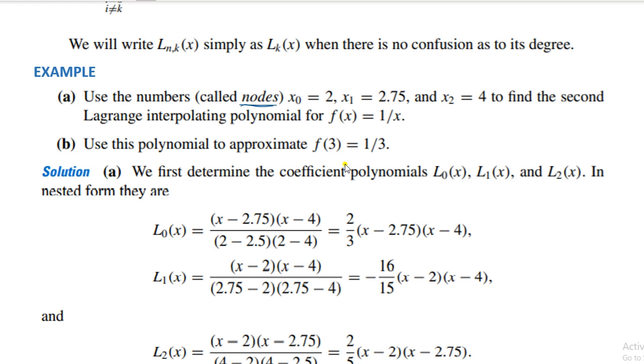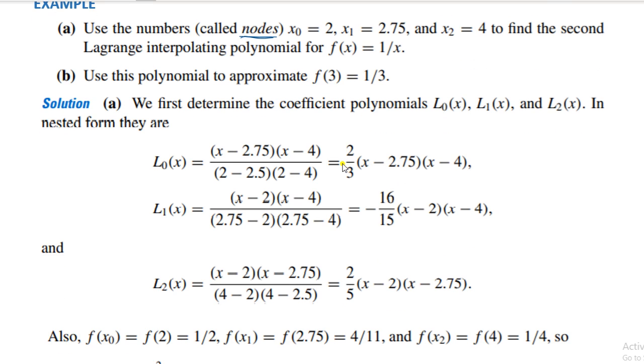So if you want, you can call them just L2,1. Basically, this is L2,0, this is L2,1, and this is L2,2. But for simplicity, they wrote L0, L1, L2, because we already mentioned that n is 2, right? N is 2. So it means I need 3 of them, L0, L1, L2. But remember, because we are using 3 points, there will be 2 products at the top. For 0, x minus x0 will be missing, meaning x minus 2 will be missing.